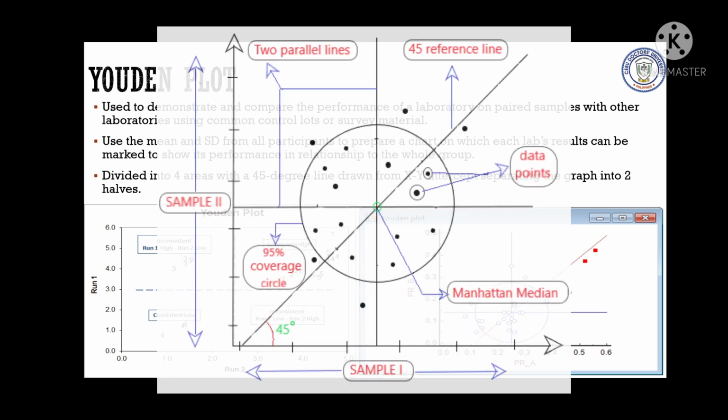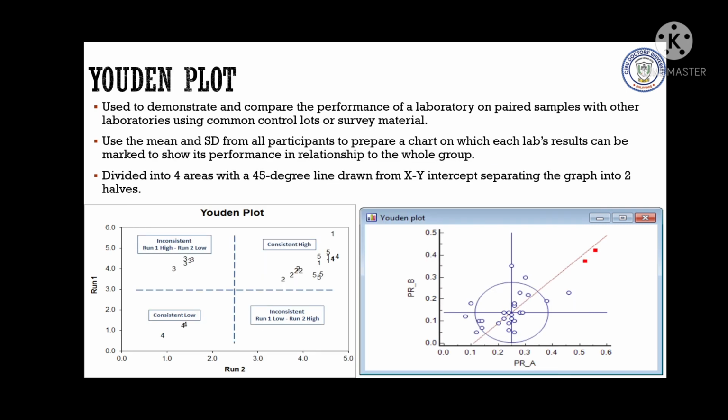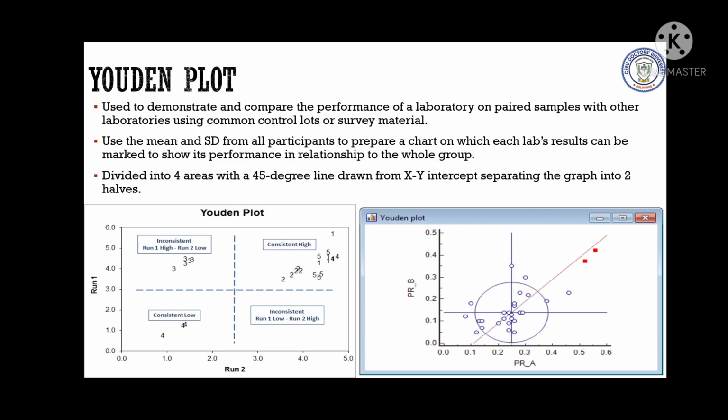Youden plots are divided into 4 areas with a 45-degree line drawn from the XY intercept, separating the graph into 2 halves. Depending on the location of a laboratory's results on the Youden plot, the degree of accuracy, precision, and type of error may be inferred.